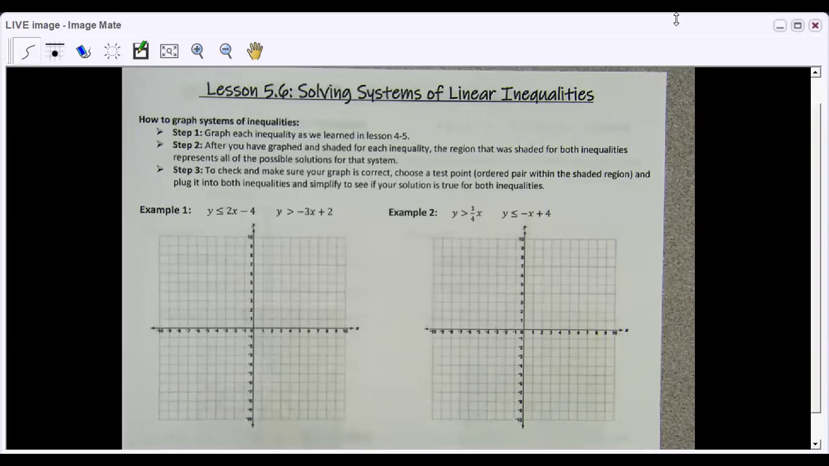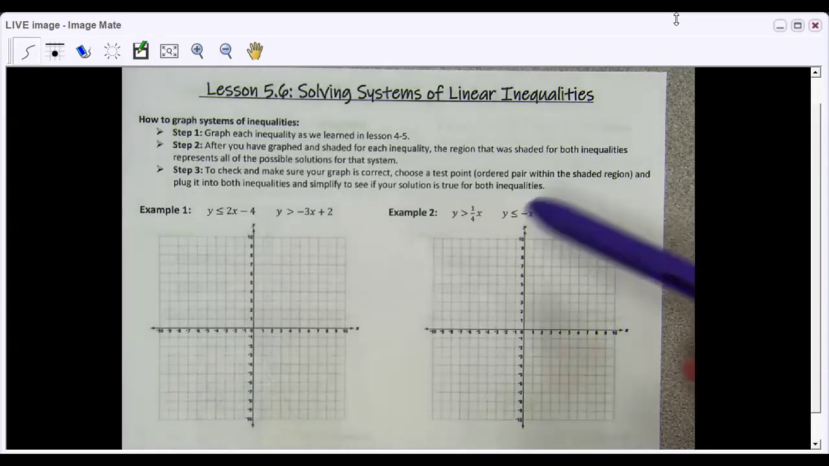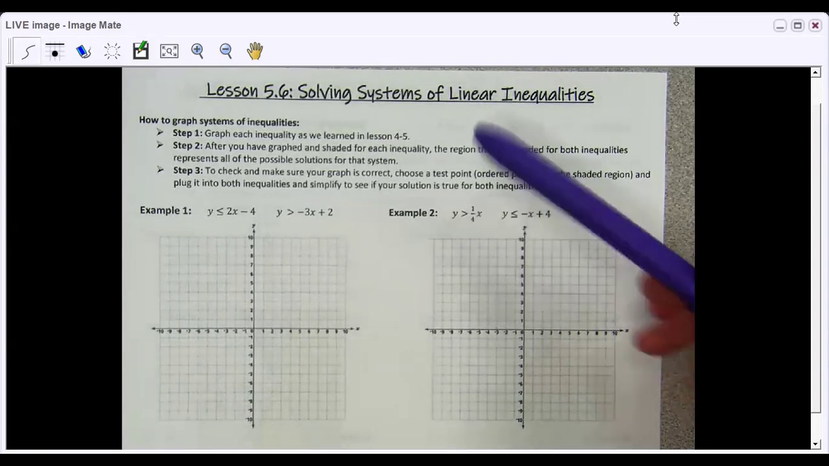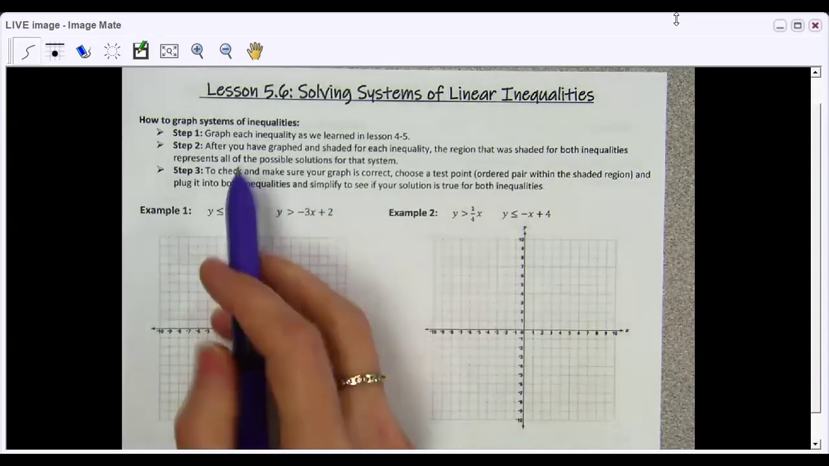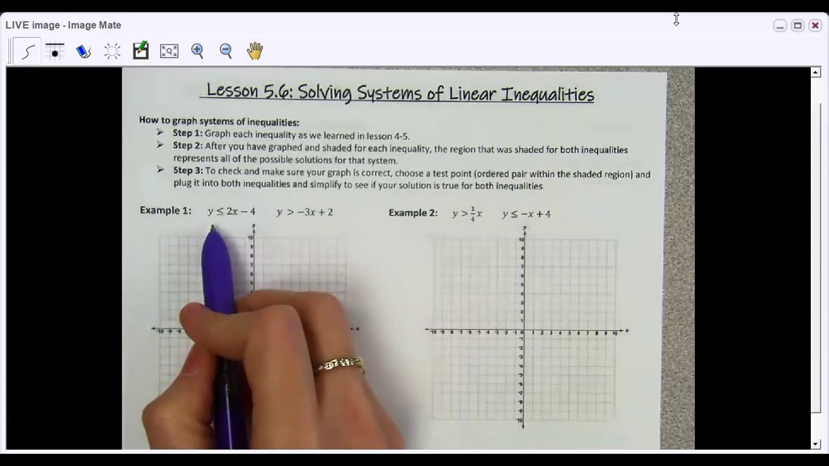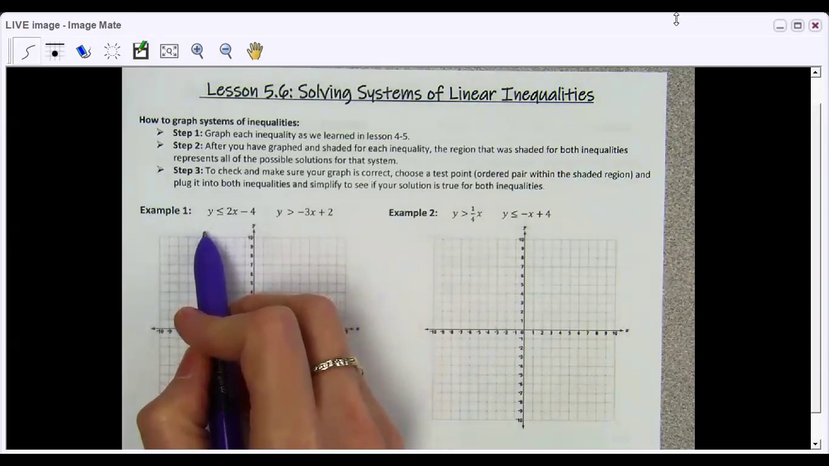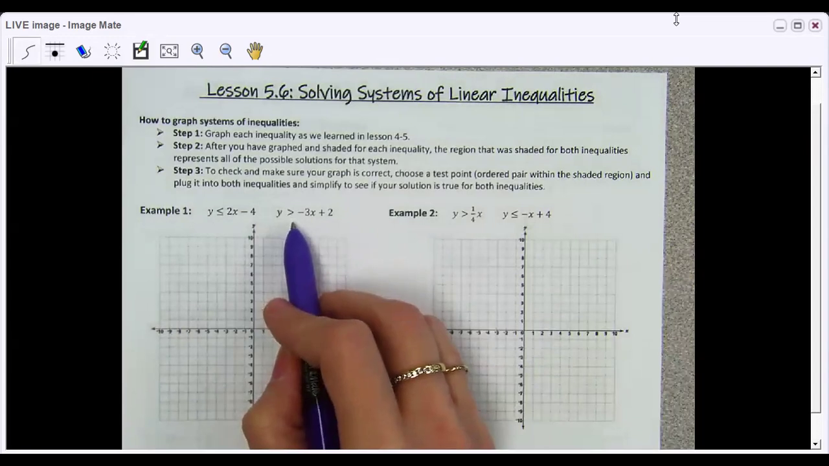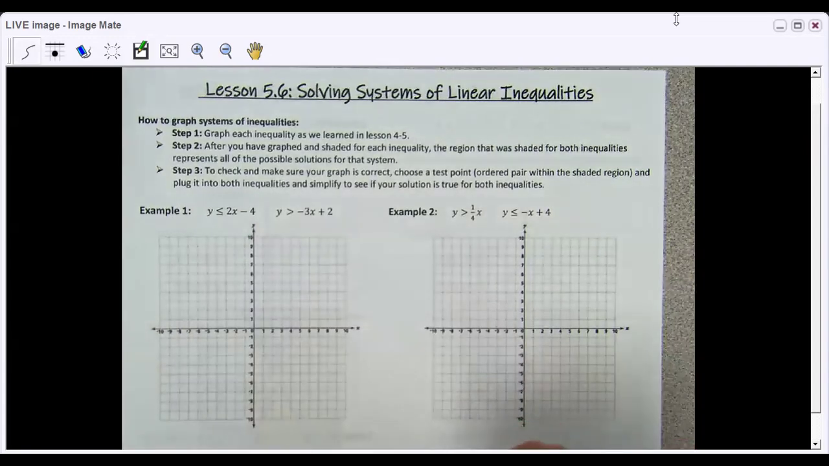Just as a reminder, when you're graphing, it is important that you remember the symbols and what they represent. So if you have an equal sign under your inequality, that means you're going to draw a solid line. And if you don't, that means you're going to graph a dashed line. Okay. So the first thing you need to make sure is that your equations are in slope-intercept form, and they do happen to all be in slope-intercept form here.